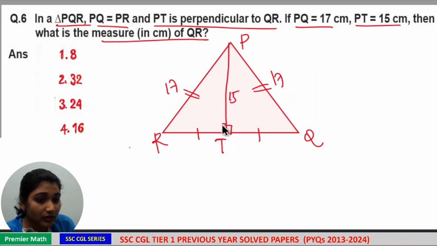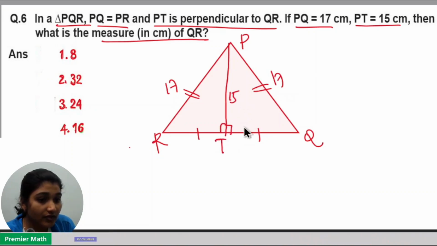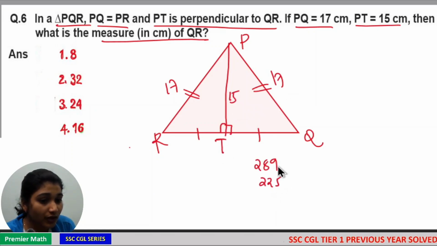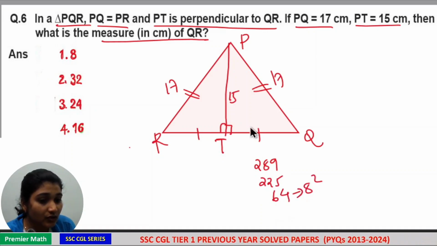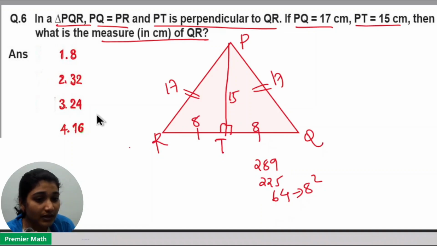So this is a right angle triangle, which means 17 square minus 15 square, 289 minus 225, which is equal to 64. 64 is 8 square. So this is 8, this is 8. So the total length of QR is equal to 8 plus 8, 16. Option 4 is your answer.